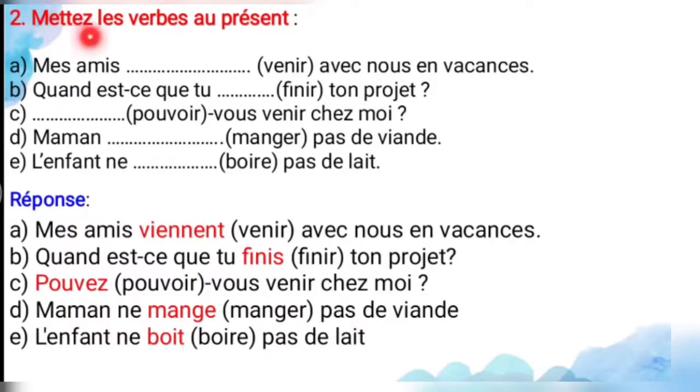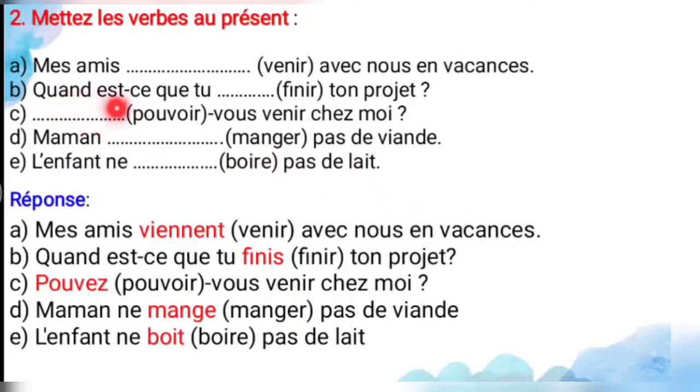And move to the second one. Mettez le verbe au présent. So put the verb in the present tense only. First one: mes amis dash venir avec nous en vacances. Here the verb is what? Venir. Venir means to come. And the subject is what? Mes amis. So it refers to the subject ils. So mes amis viennent avec nous en vacances. So my friends come with us for the vacation.